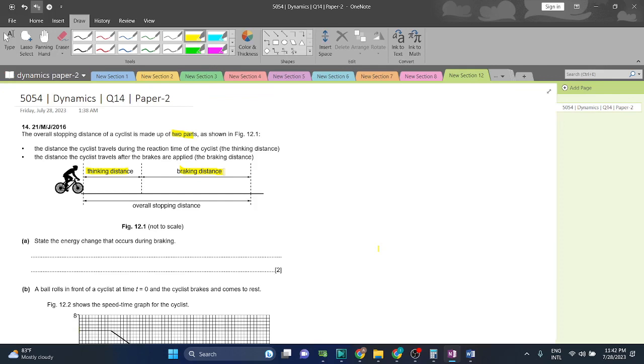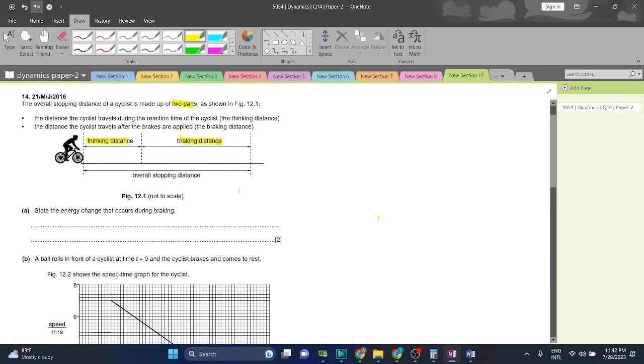If you are driving and a goat comes in front of you, you will first think that a goat has come, I have to stop. And then you start applying the brake. Thinking distance is the time between you start seeing the thing and you start applying the brake, right? The distance the cyclist traveled during the reaction time of the cyclist, that is the thinking distance. The distance the cyclist travels after the brakes are applied is the braking distance. So yeah, state the energy change that occurs during the braking.